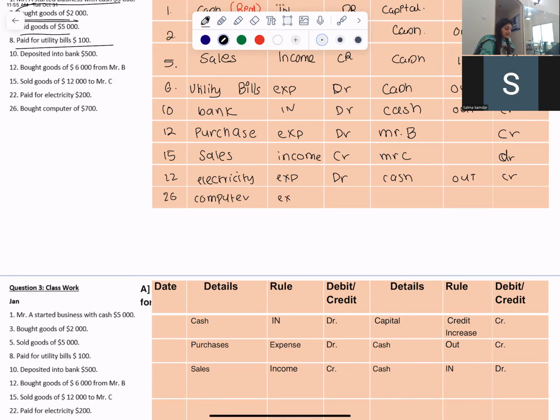Computer is a non-current asset, so it's a real account. What is the rule for a real account? So is the computer coming in or going out? Computer is coming in. So it's debit. Okay.